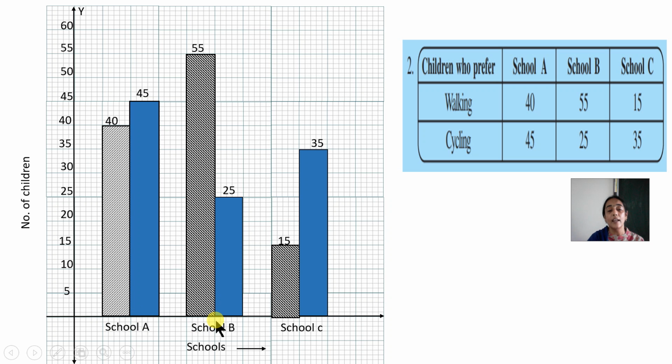Then again you will leave two squares, that is 1 and 2, and you will write school C. That means after plotting this information, you will write school C. So, one square you leave, then two squares for school A, one square you leave and two squares for school B, one square you leave and two squares for school C. This is the way you will plot.